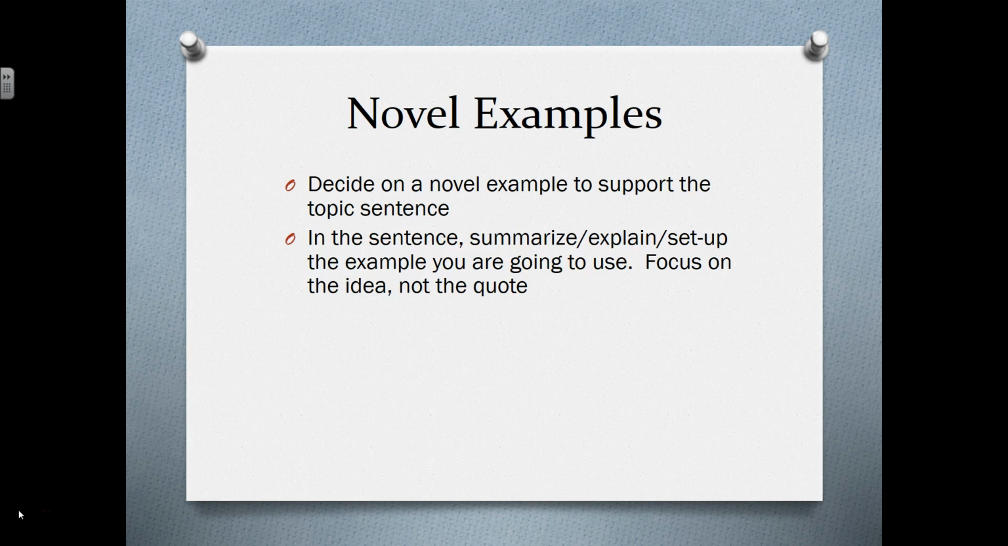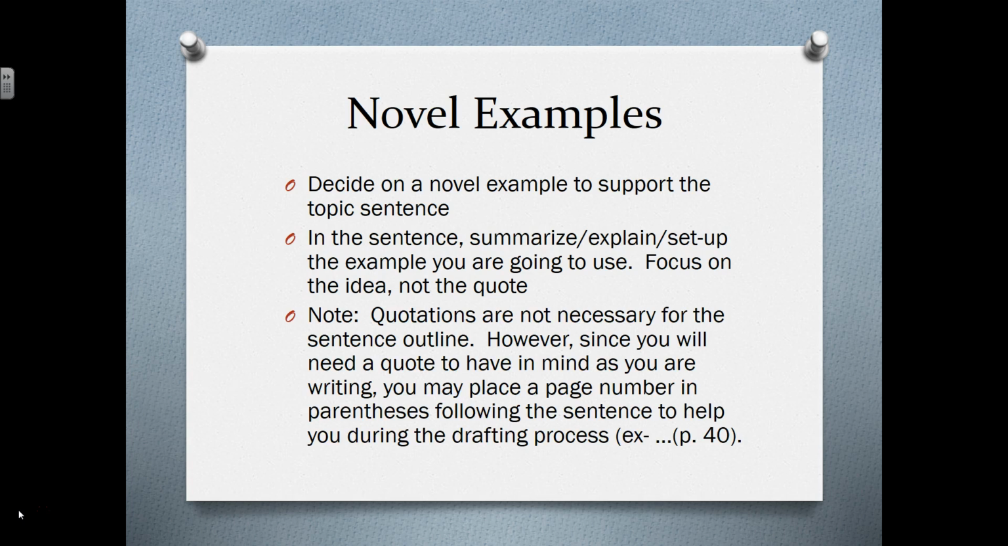You want to focus on the idea that the example provides, not necessarily the quotation. Now, quotations are not necessary for the sentence outline. They are not required in any way, shape, or form. But you're eventually going to have to use a quotation, and my guess is that you've got a quote in mind when you talk about the novel example. So it might help to place a page number in parentheses following the sentence, because then that's going to help you when you go to actually write.